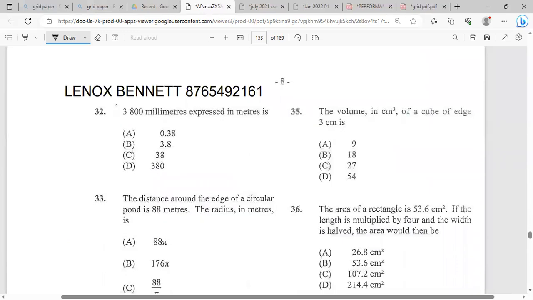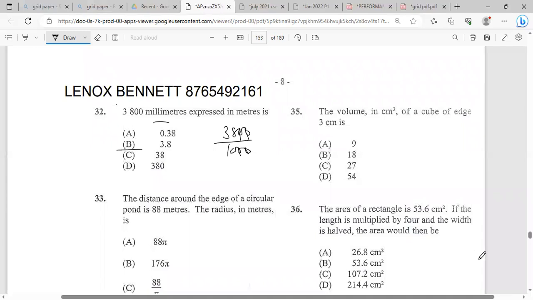All right, 3,800 millimeters in meters. So all we have to do is just divide by 1,000. Everyone should know this, all right? 1,000 millimeters make 1 meter. So we just divide and we get 3.8. Now watch it: 38 divided by 10, 3.8.